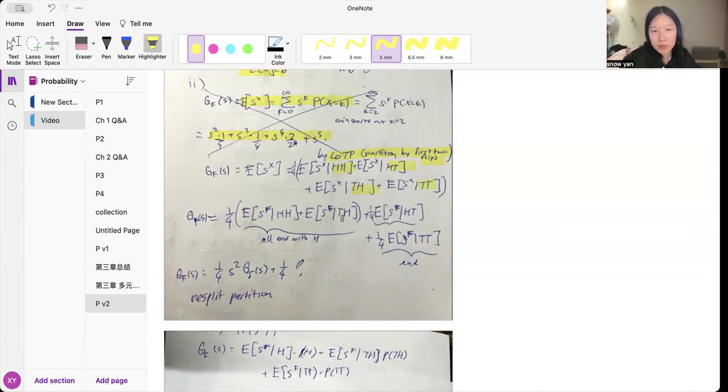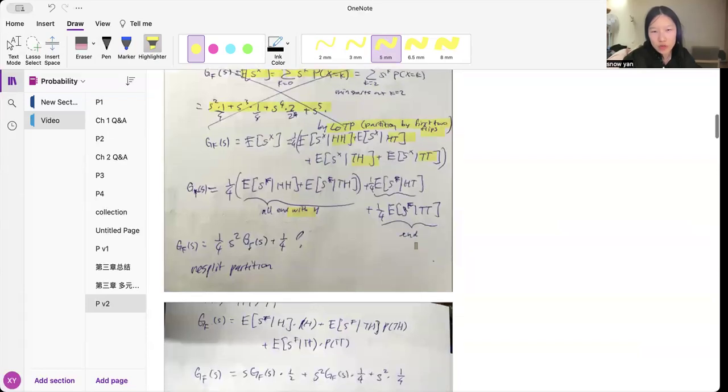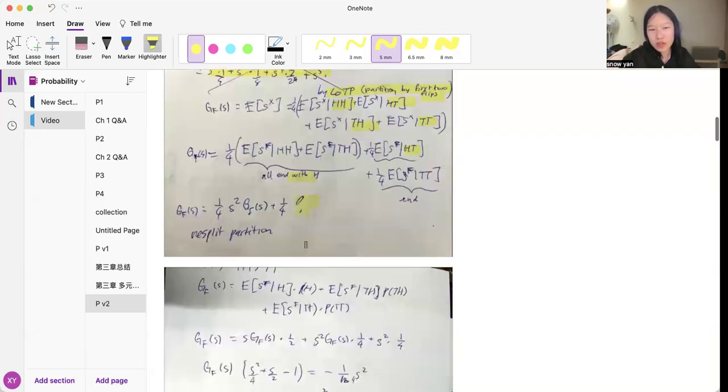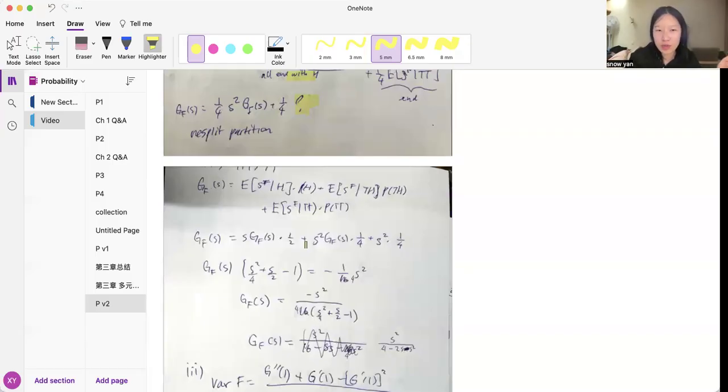But when I expanded this out, I realized that HH and TH would both end with H, so that would be one half. But I struggled with the case of HT. I don't know how to write this. It just doesn't work out, so I left a question mark. So I'm going to have to repartition in terms of just H, TH, and TT. This way, when it's H, I know the probability, and when it's TH, I know that, and when it's TT, it ends. So that's much better than before.